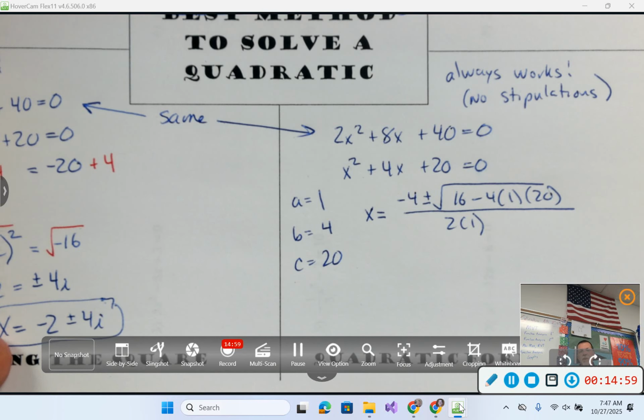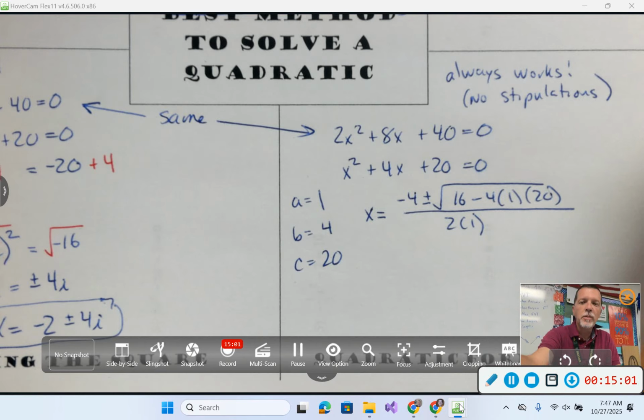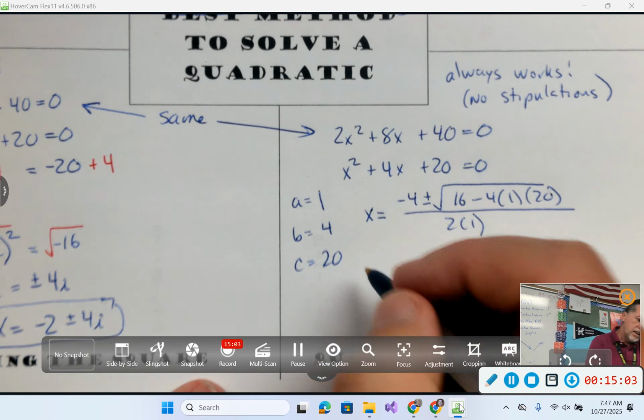Maybe it's just me, but I can't hardly even say the quadratic formula without singing it in my head.